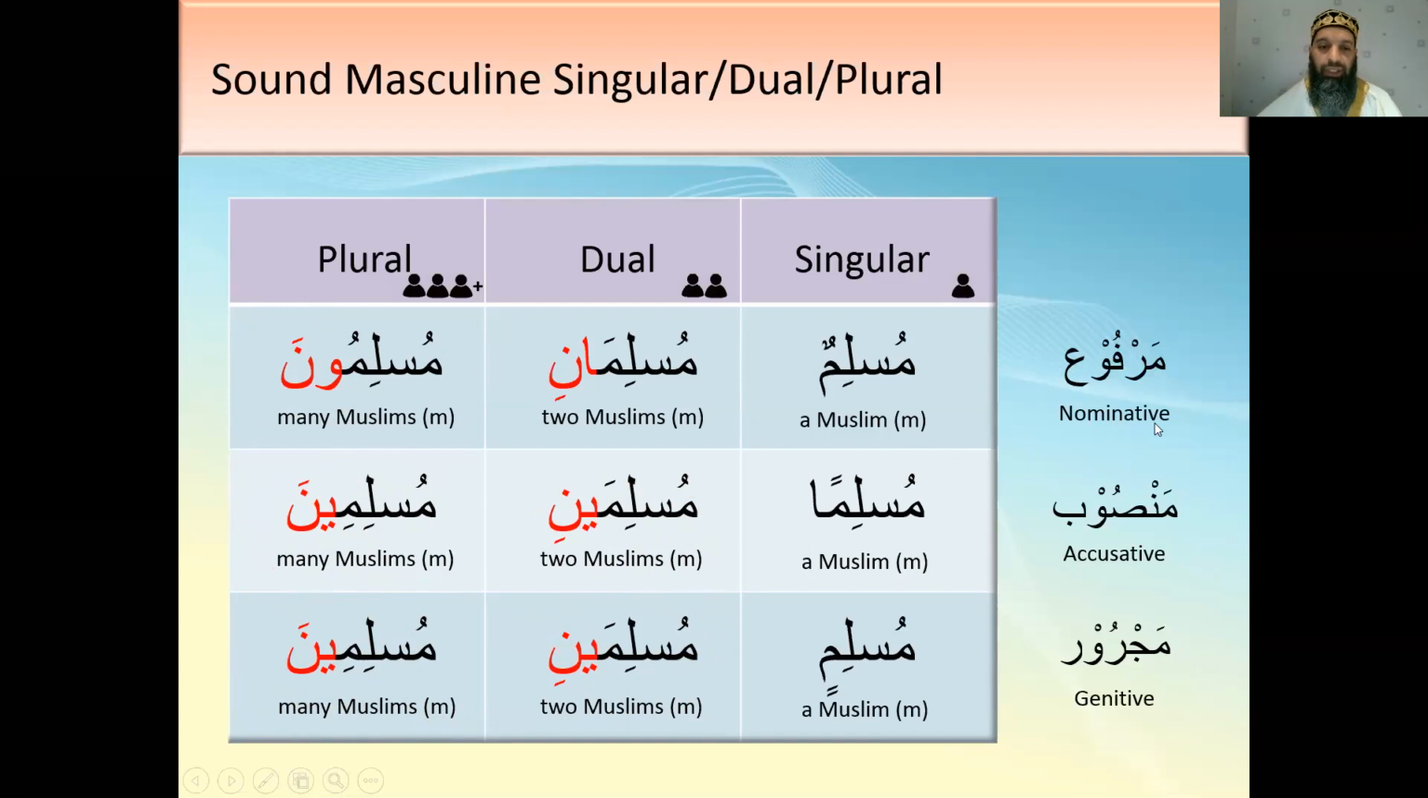All right. Okay, so this was a table we have to learn. In this table, remember, the reds are the templates. So you can put kafirun, kafirani, kafiruna, zalimun, zalimani, zalimuna, masjidun, masjidani, this is a broken plural. Let's just do another one: hafidun, hafidani, hafiduna, sadiqun, sadiqani, sadiquna.